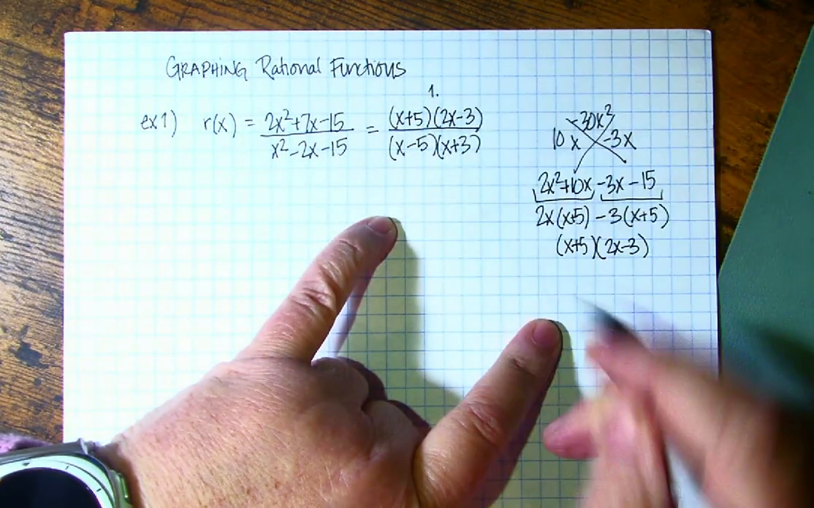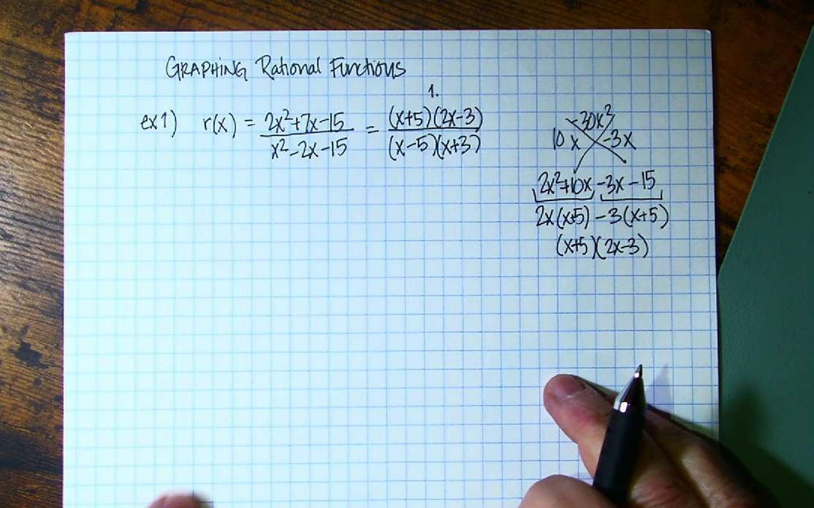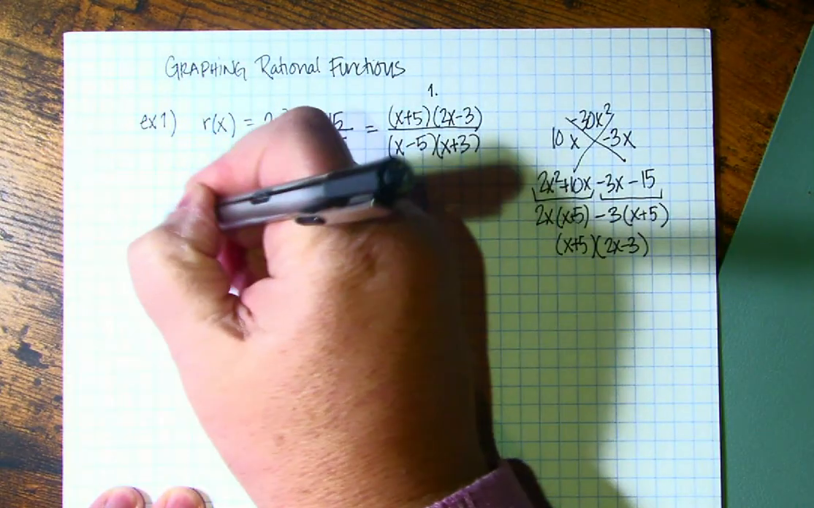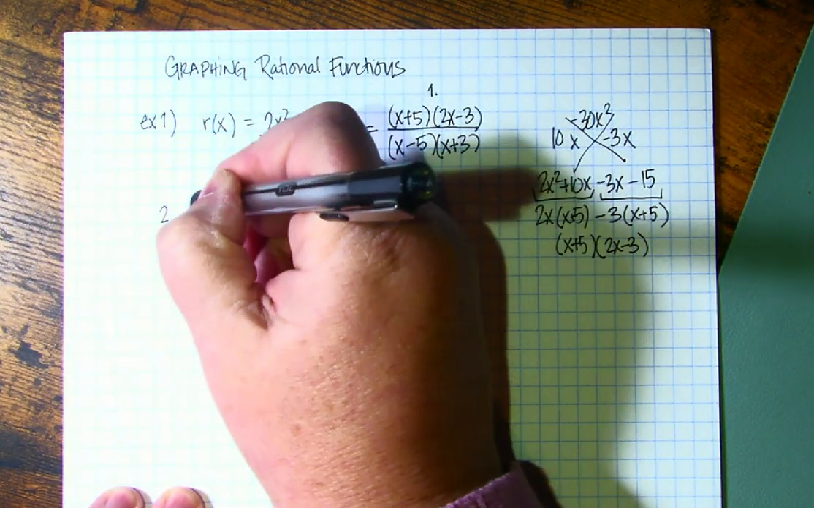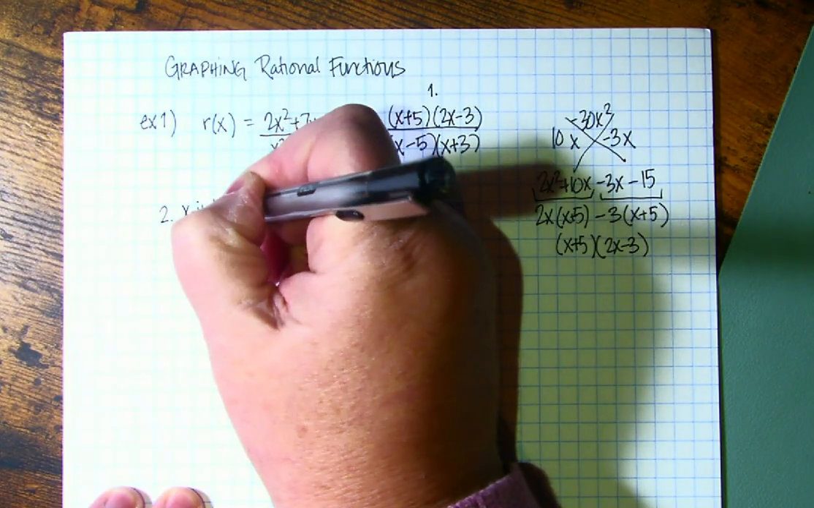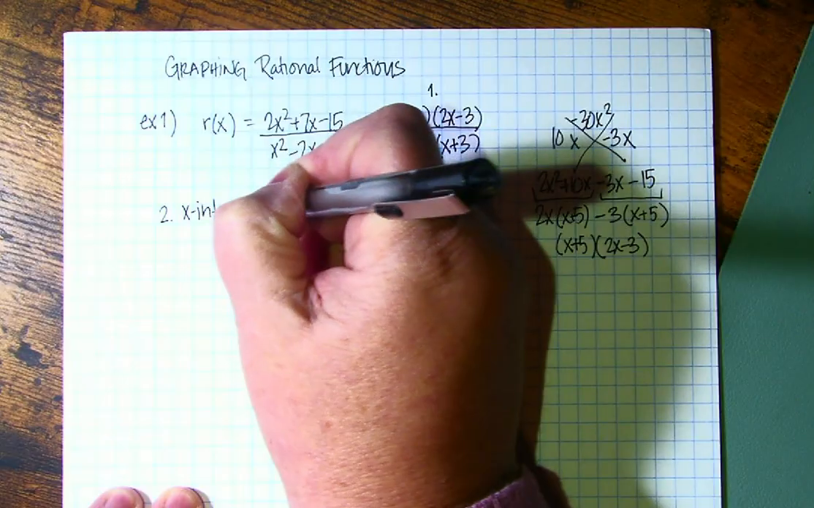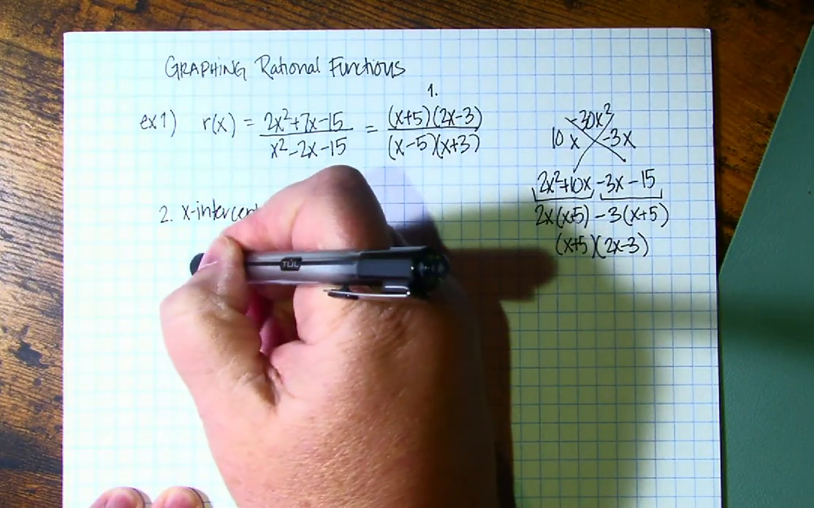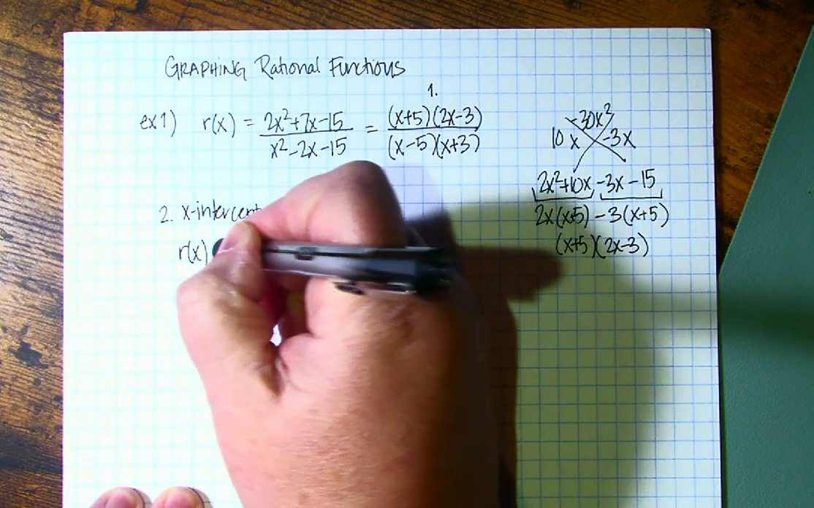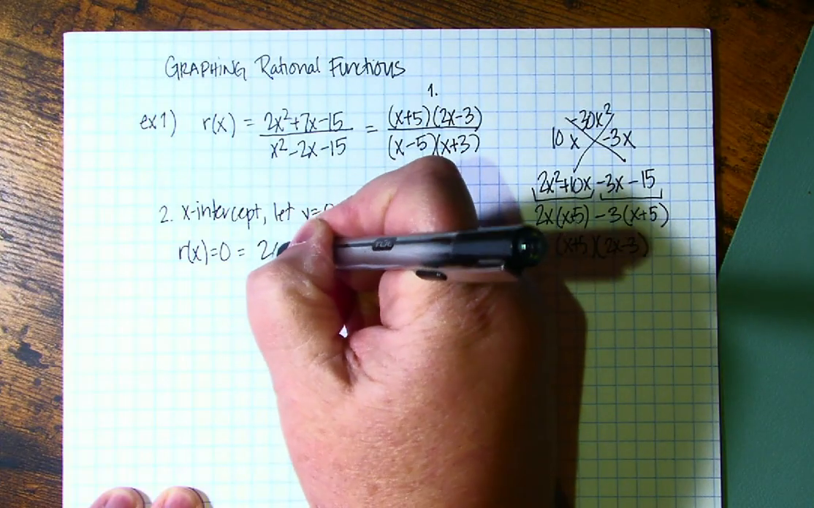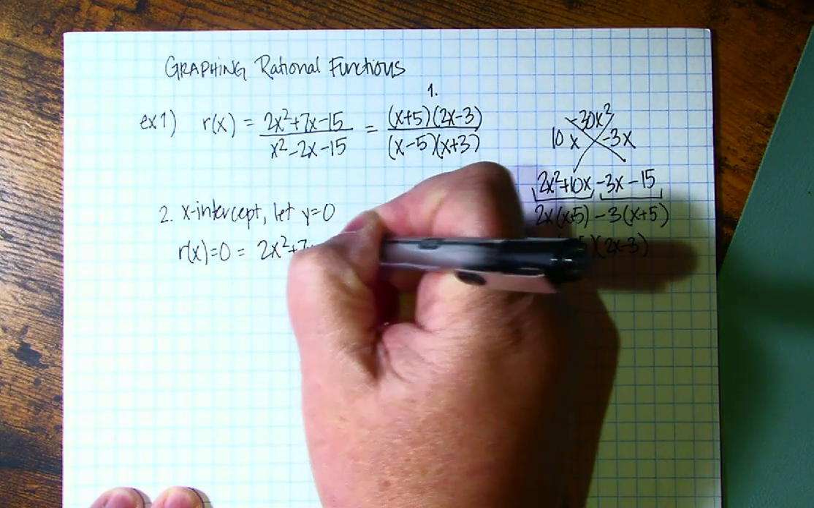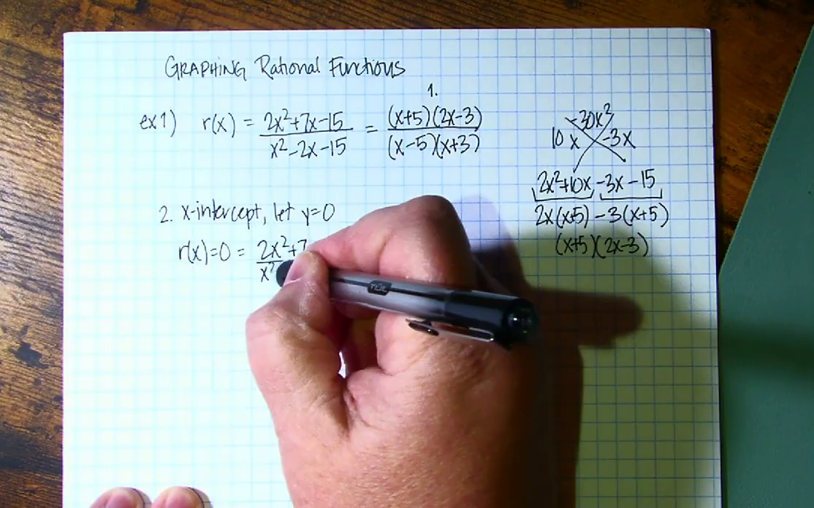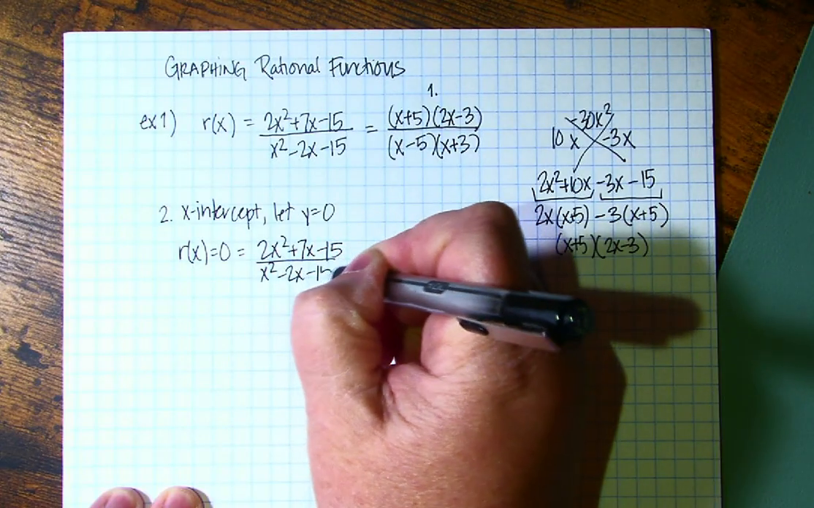This completes the first and most important step. We must have the factored form. Once you have the factored form, we can do a couple of things. I like to go ahead and find our x-intercepts. Our x-intercepts can be found by letting y equal 0. This means that our r of x would equal 0, which would be the 2x squared plus 7x minus 15 over x squared minus 2x minus 15.